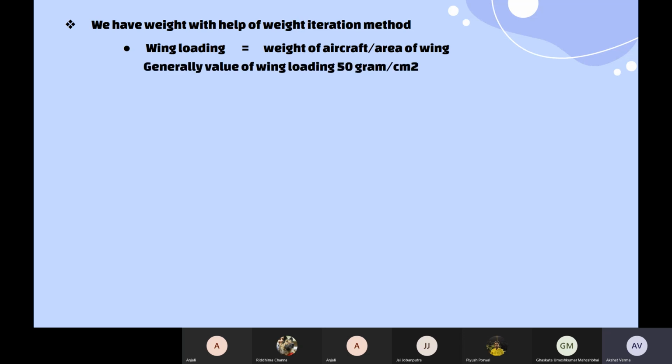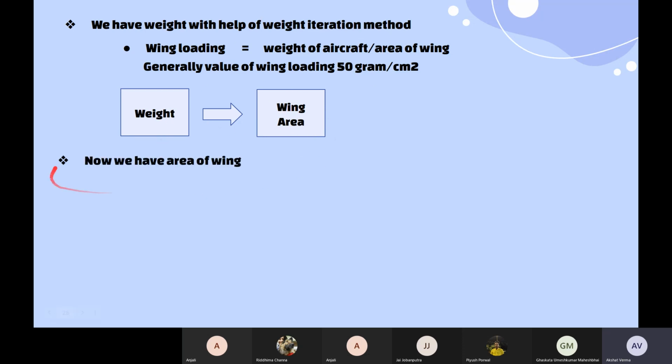Now generally we have the wing loading value for our aircrafts as 50 gram per centimeter square, and we'll look at how it helps us. So we had the weight of our aircraft, and through wing loading we can get the area of our wing. So we can actually start designing our wing from that. So through weight we have got the wing area now.